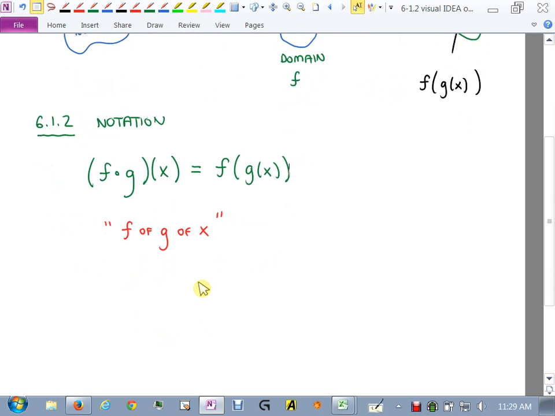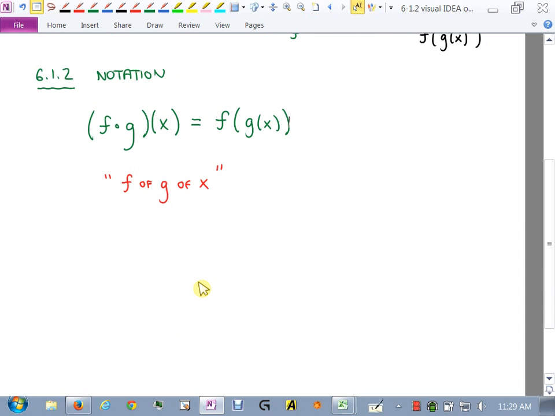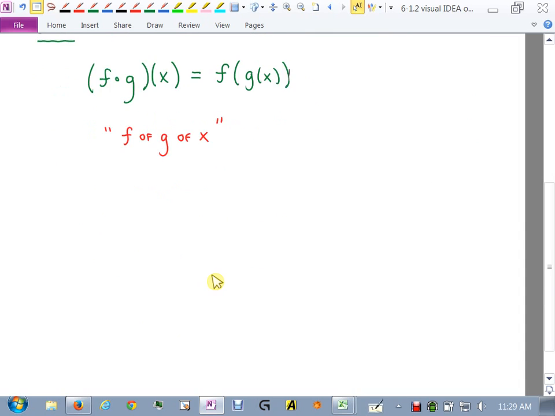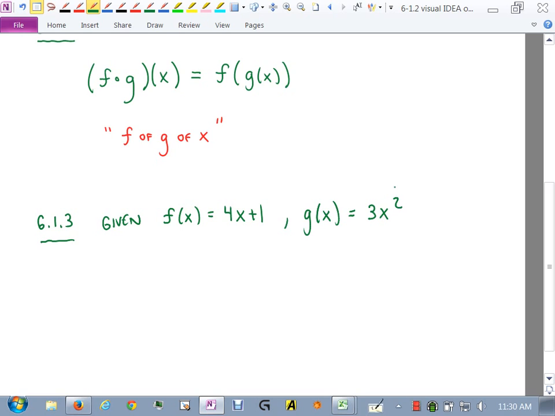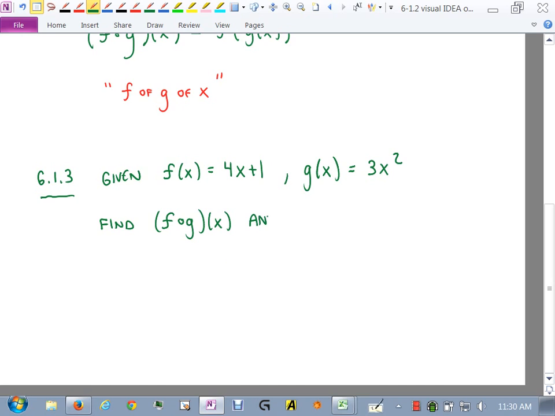Okay, so let's start with an example that's pretty clean, that's going to give us no domain problems. All right? So here's our first example, 6.1.3. Given f of x equals 4x plus 1 and g of x equals 3x squared, find f of g of x and its domain.